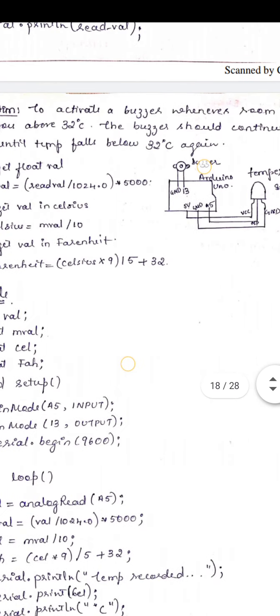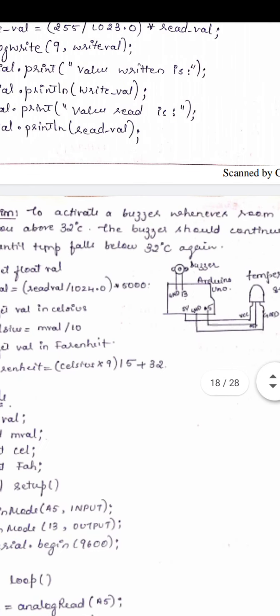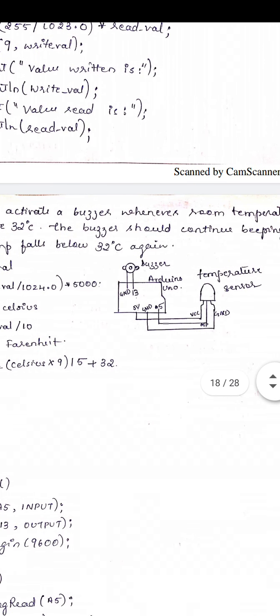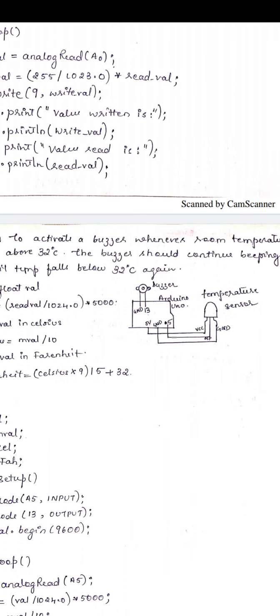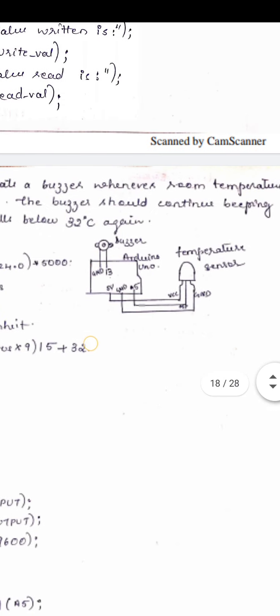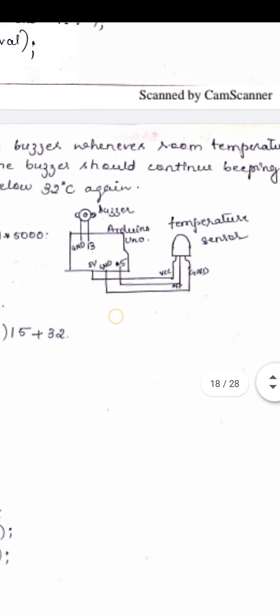Next we will see how to use a temperature sensor. So this is an LM35 temperature sensor. What happens is we need a buzzer, and whenever the temperature of the room goes above 32 degrees Celsius, we need the buzzer to beep, and whenever it comes below 32 again, it should stop beeping.